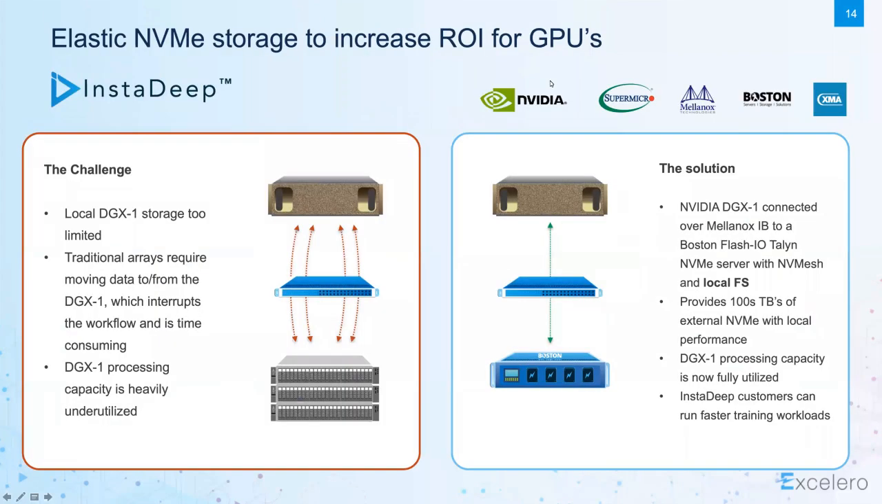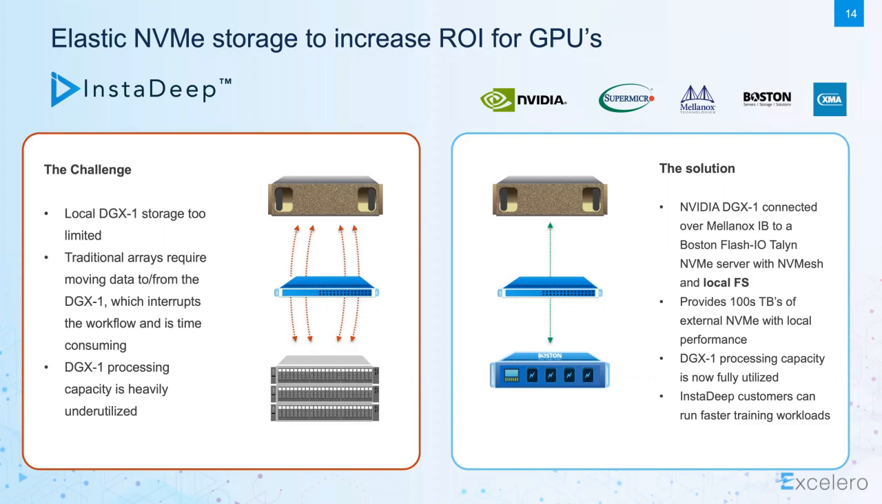Looking at some of the customer wins and use cases that we have with our partners here, InstaDeep is a customer that leverages AI for various external organizations to enhance their business values. They started off with a DGX-1 system and realized very quickly, like I mentioned earlier, that the limited capacity of that box wasn't going to meet their requirements for data ingest. They also looked at how they might add an external array to this system. And they quickly realized the traditional controller-based architectures of those systems don't perform as well as some of these GPU systems can ingest data.